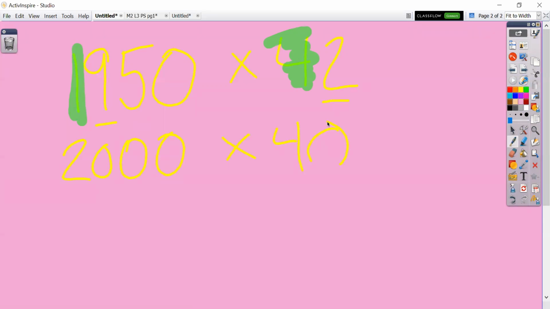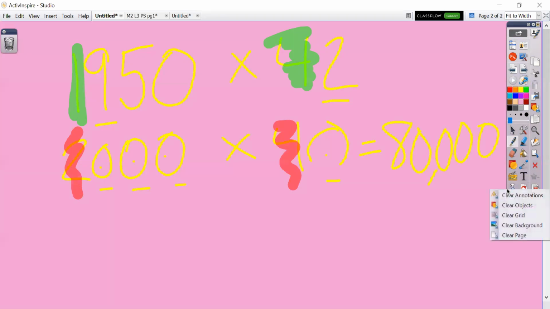Now we're working on 2 times 4. Well, 2 times 4 is 8. And then I have thousands times tens, which would give us tens of thousands. Or 1, 2, 3, 4 zeros. And then that's how many zeros are in my product. All right, good job. The estimated answer for this math problem is 80,000. Ready to do it again?